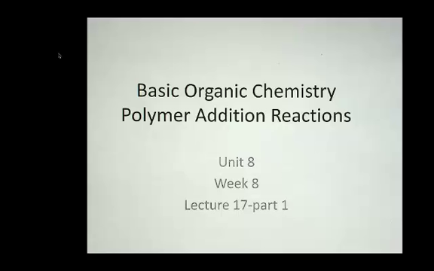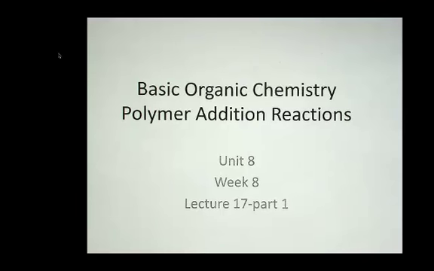In the last lecture, in Lecture 16, Part 2, we took a close look at polymer addition reactions using ethylene as the monomer, and we looked at different reaction conditions to give different types of polyethylene, high density and low density. Now we're going to look at the different types of properties you get when you change the monomer unit itself.